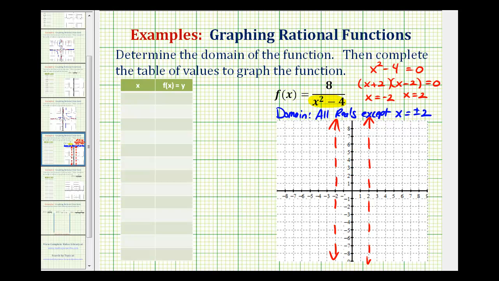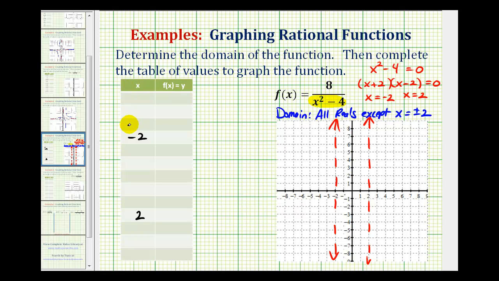We'll also use these excluded values to help set up this table. We'll go ahead and put negative 2 here and positive 2 here. Now we'll select values that are less than and greater than these two values of x. So here we'll select values that are less than negative 2, and it is helpful to have values of x that are close to these excluded values.